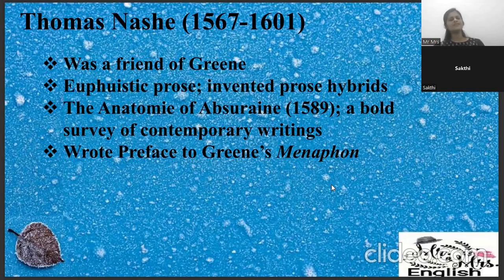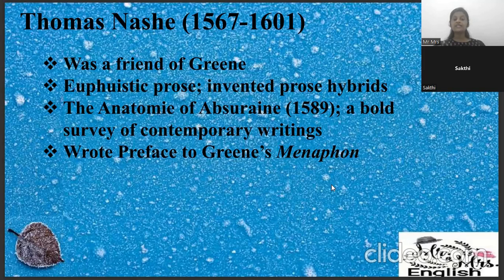Then comes Thomas Nash. Thomas Nash's lifespan extends from 1567 to 1601. You can see all these people had a very short lifespan. He was a friend of Robert Greene, and he helped him in the fight with Gabriel Harvey. I told you, Greene had a feud with Gabriel Harvey through pamphlets. Thomas Nash helped him in these pamphlets, gave ideas and supported him. And Nash also had the euphuistic prose style. He was also inspired by the euphuistic prose style.